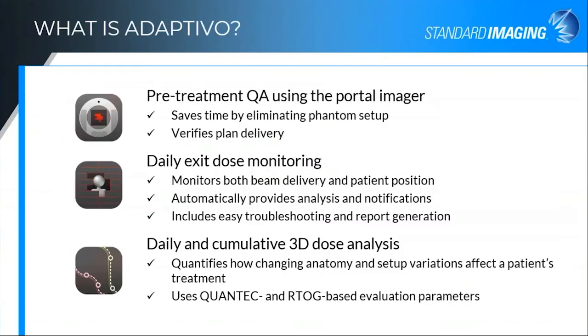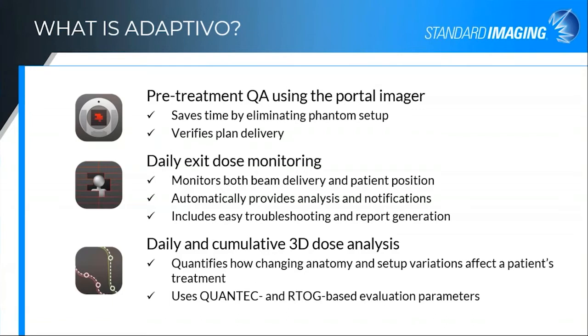So what is Adaptivo? It's three things really. It's pre-treatment QA, just using your portal imager. So if you're still using a phantom, this would eliminate that setup time and the creation of the phantom plan. And you can verify your plan delivery just with that portal imager measurement.